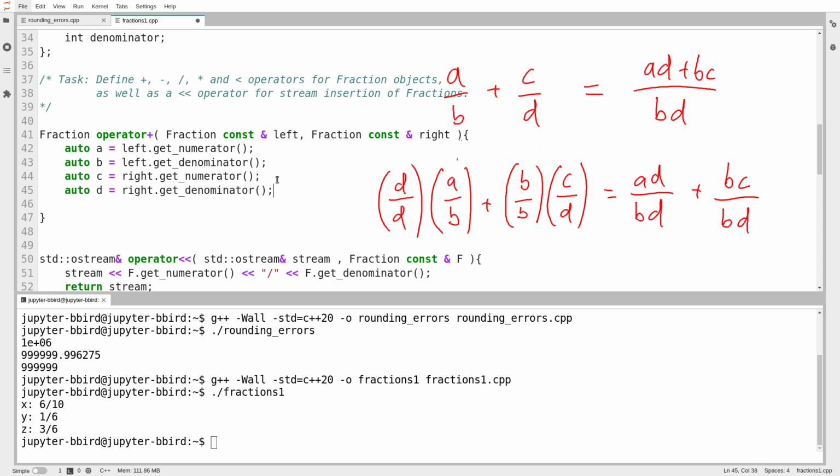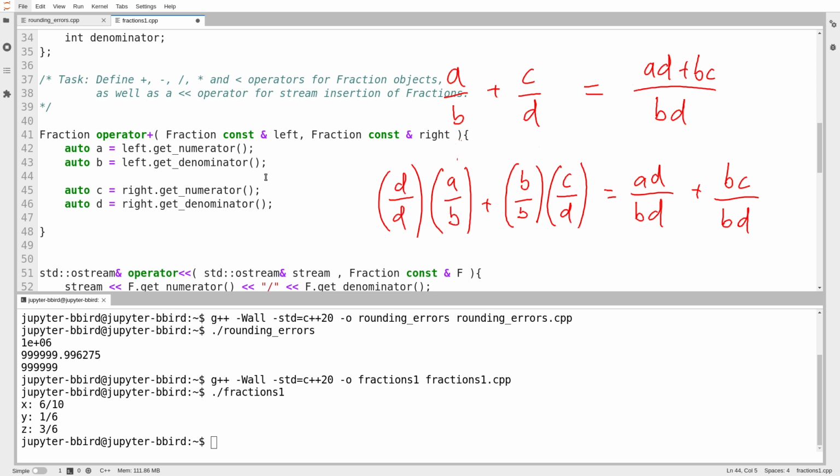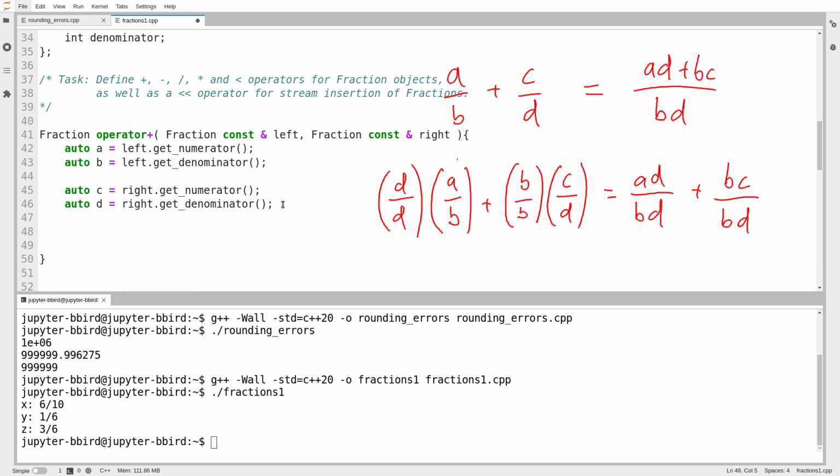All right, so I get the numerator and denominator of each fraction. I just call them a, b, c, and d. What do I want to produce? I want a new fraction containing my result. Well, we already saw the result is this thing here. A over b plus c over d is ad plus bc all over b times d. So I'll make a fraction for my result. The numerator will be a times d plus b times c, and the denominator will be b times d. There we go, and I return that.